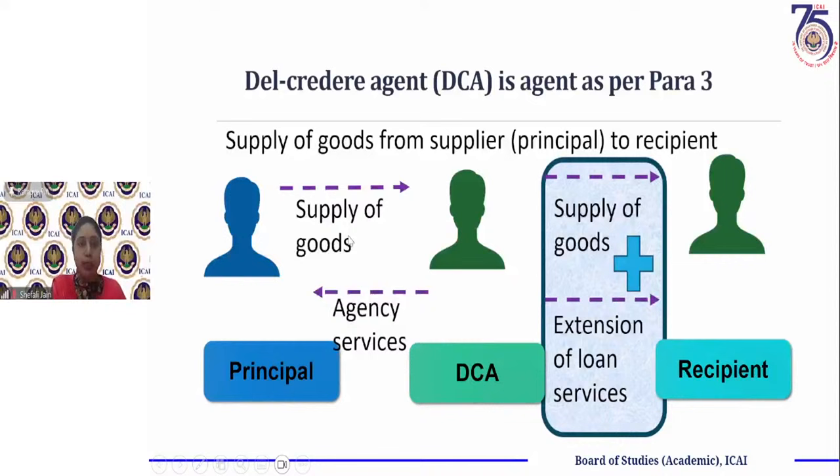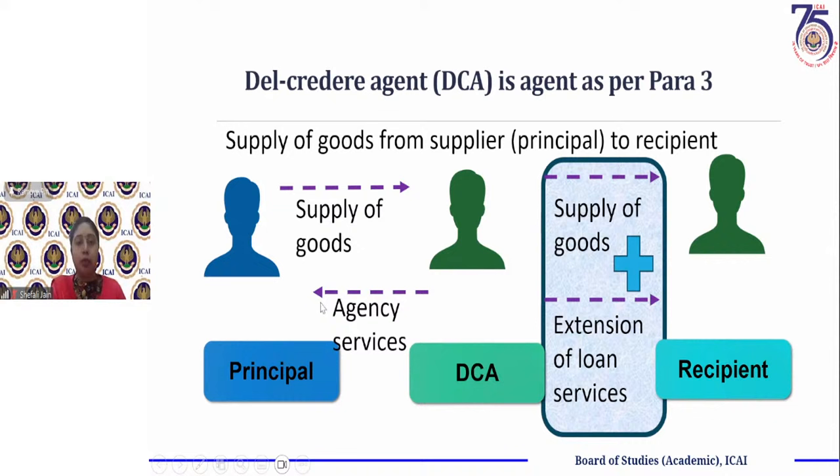Hope this is clear to you. The second supply transaction, by Del Credit agent to recipient, is where recipient is giving consideration to Del Credit agent and he is supplying goods. This is a normal supply transaction. So these are two transactions. Third transaction, agency services provided by Del Credit agent to principal. That was there earlier also. This is the simple transaction for consideration.